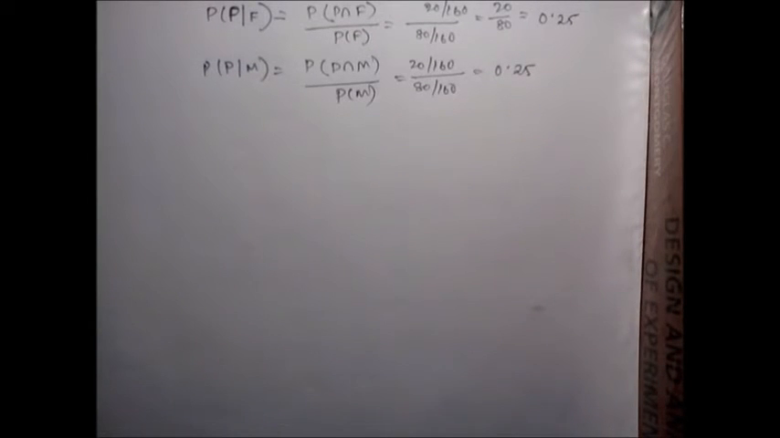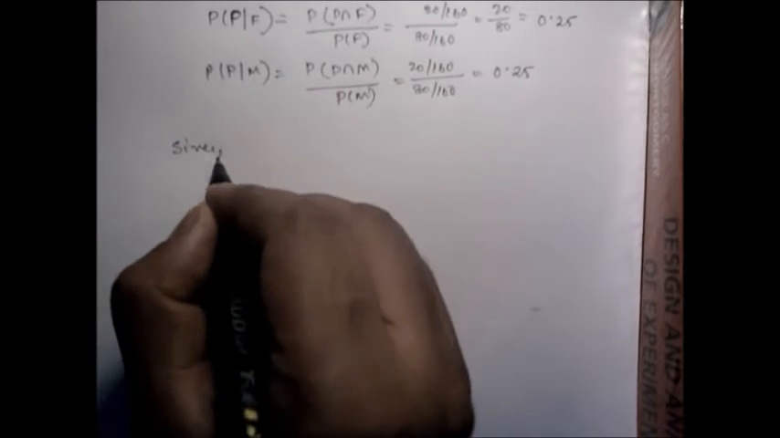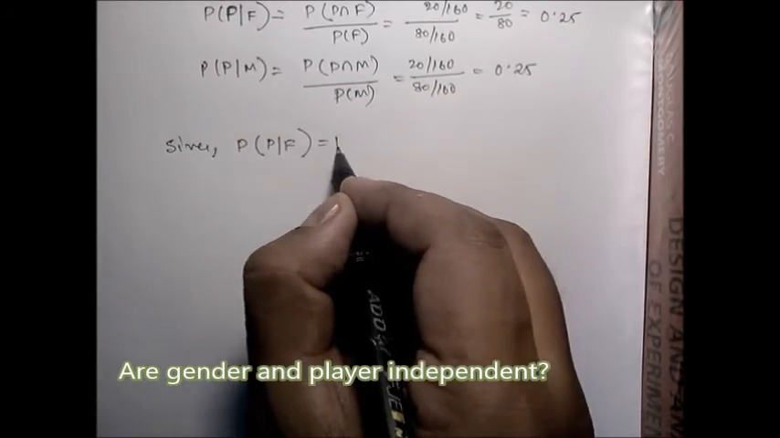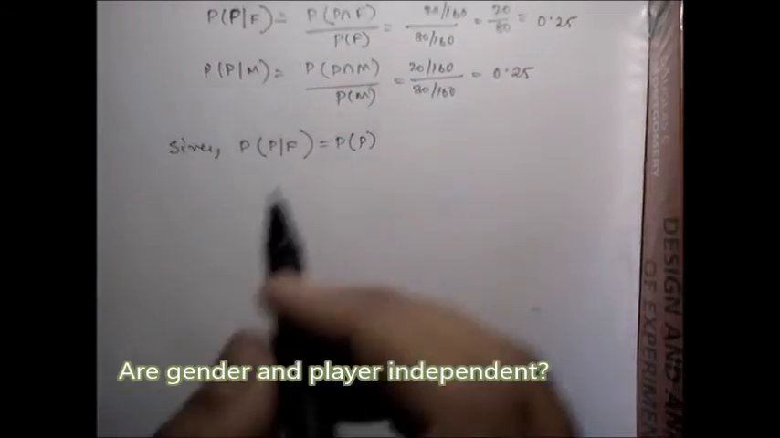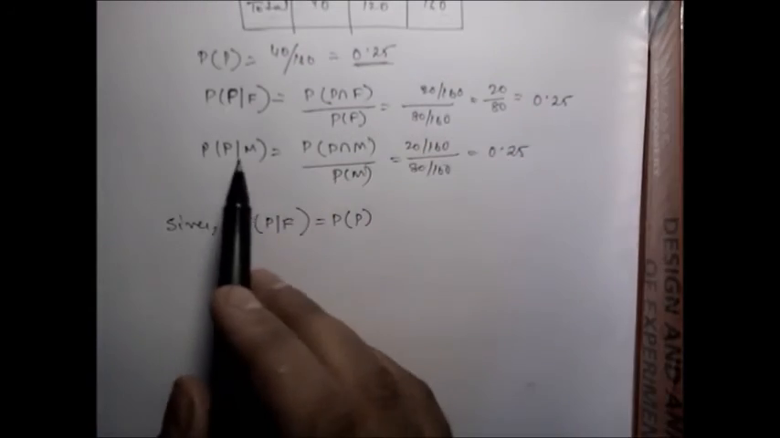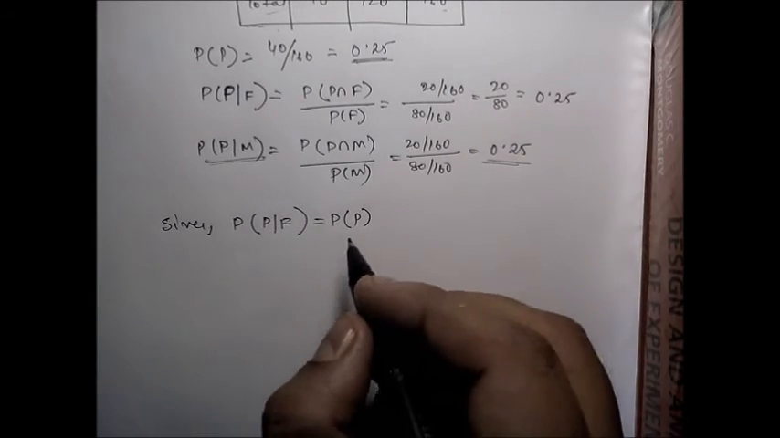Next question: are gender and player independent? Since probability of player and female is equal to probability of player. So what is the probability of player? The probability of player is 0.25. And probability of P by M, that is also 0.5. Clear?